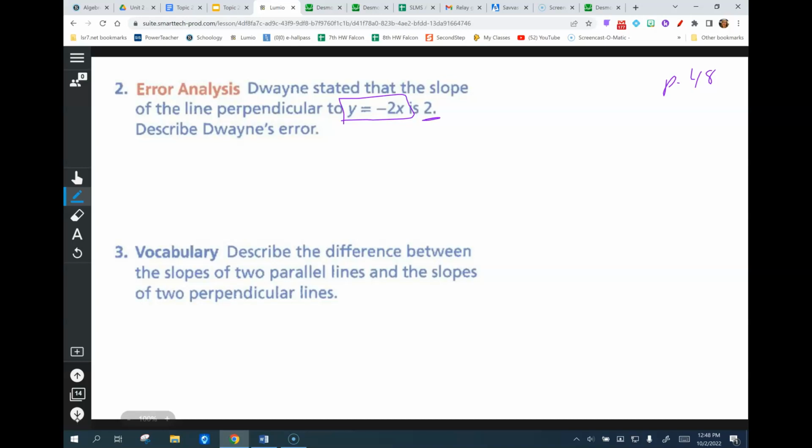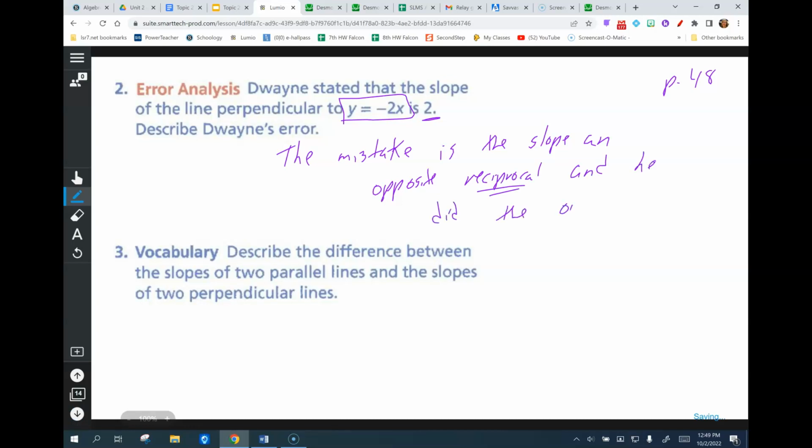That's right. The mistake is that the slope has to be an opposite reciprocal, and he only did the opposite part. Okay, so you probably wrote it better than I did on that one. In other words, what happened is he did not write the reciprocal, he only changed the sign.